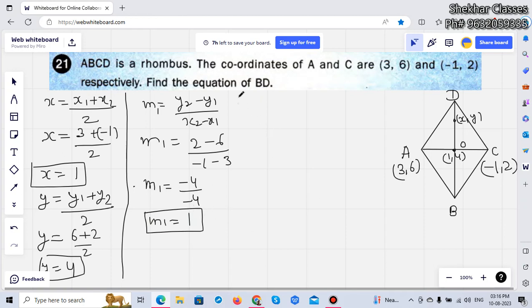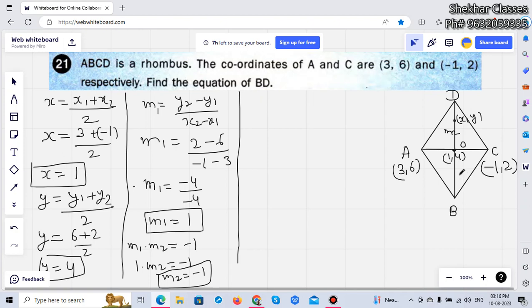Now I have to get the slope of the other line. Which line? That is this line. So let the slope be m2 here. So we know that m1 into m2 is -1. What is m1? 1 into m2 is -1. So m2 will be -1. We got the slope of the line. How much is that? -1.